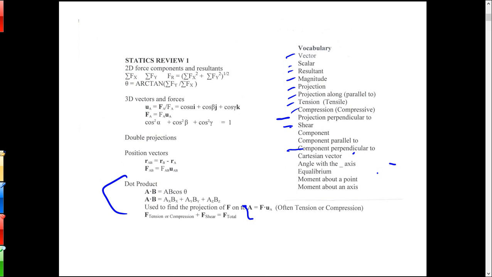Okay, Cartesian vector just means an XYZ vector. Angle with the blank axis. So I wouldn't say find alpha. I would say find the angle with the x-axis. You have to know that that angle is alpha, okay? Equilibrium means sum of forces are zero, moment about a point, and then moment about an axis. So those are all terms you should be familiar with. Okay.